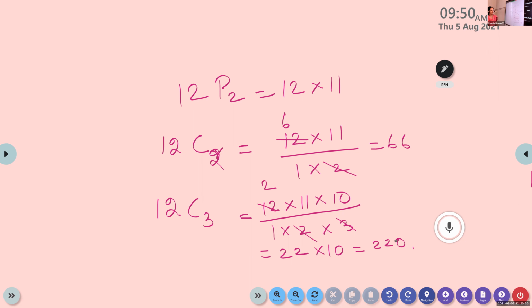Is it okay? Is it clear, Krishna Gandhi? Yes, ma'am. In permutation, we will not be writing the denominator. In combination, we write the denominator also. Okay, you copied up to this, Akshay, Abdul Aman? Yes, ma'am. Okay. Now, look at the next one.